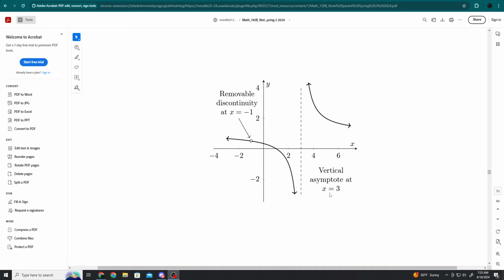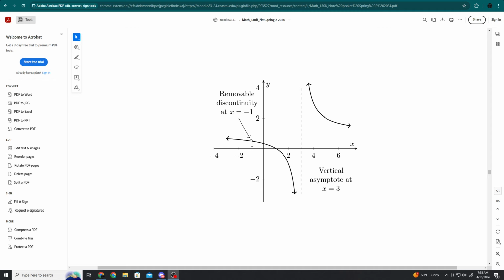In this case, is at x equals 3. So we're undefined at x equals 3, and it causes this vertical asymptote. But we also see an excluded value here at negative 1. But what's happening here is it's just a little blank spot in the graph. This is called a hole.